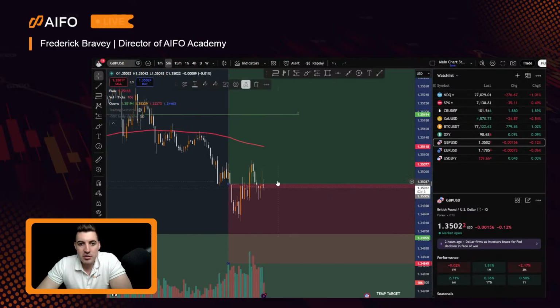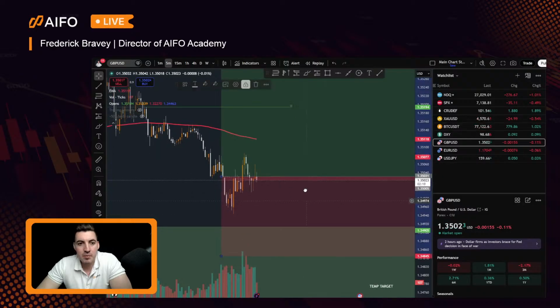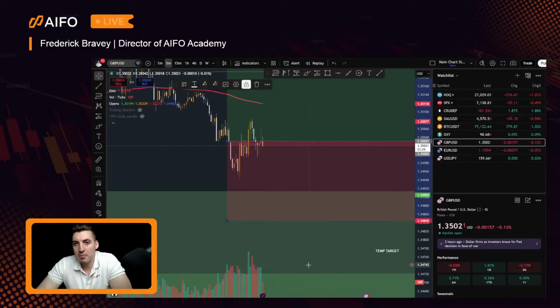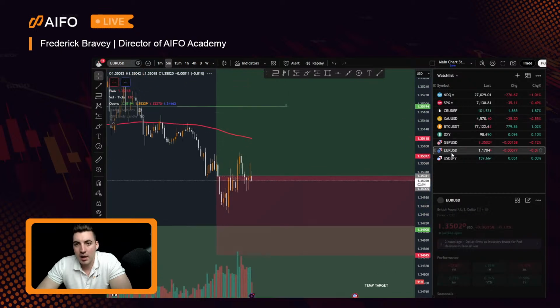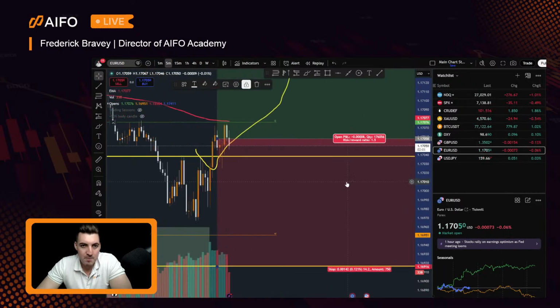GBP USD, yeah, it's just struggling on this line. I have a feeling I might get stopped out before the price reverses into the upside. Happens all the time. Very frustrating.